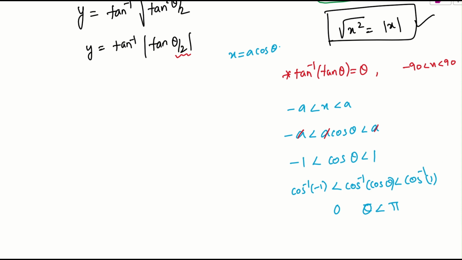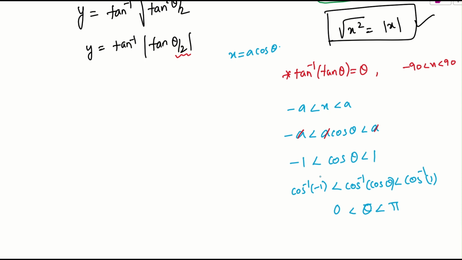Are you getting my point? If you have some confusion, just try to check it. We should not take cos inverse of minus 1, because it would not give theta cleanly and will create a problem for us. So that is why I have done it directly. Is it okay? So from this, what do we want?